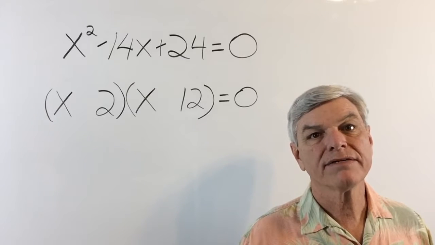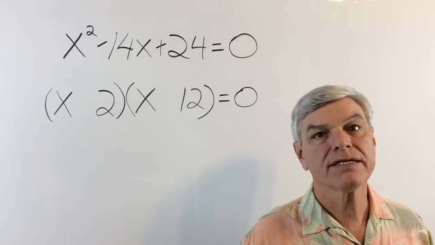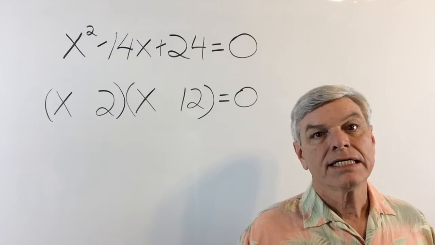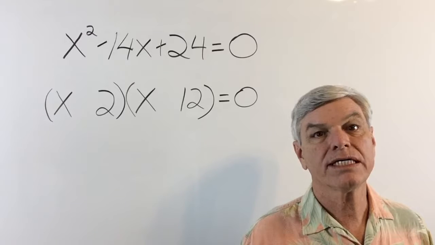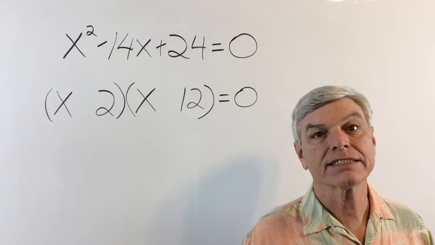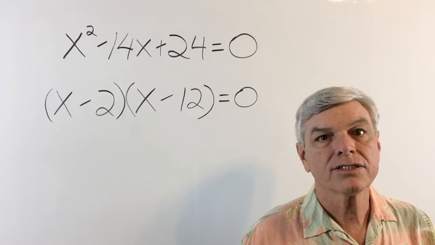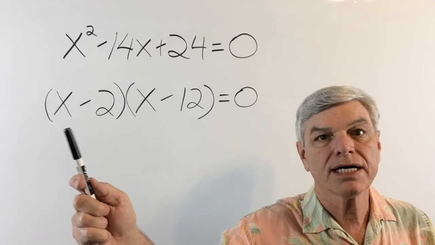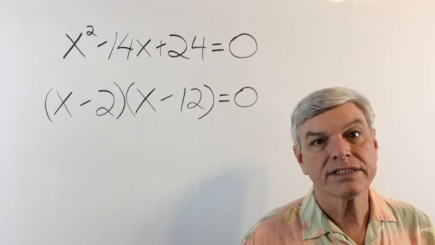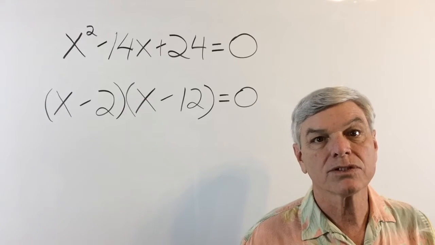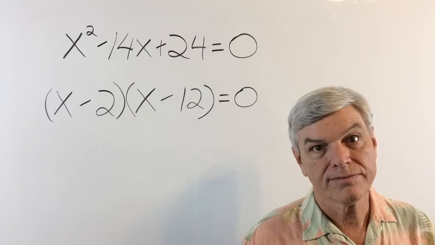And 24 is a positive number, so 2 and 12 both have to be positive, or they both have to be negative. Let's see. Positive 12 and positive 2 gives us positive 14. We don't have a positive 14. Negative 12 times negative 2, that gives us a positive 24 and a negative 14x. Very good, and so x is going to equal positive 2. Positive 2 minus 2 is 0, so that's good. Positive 12 minus 12 is 0, so that's good. So x equals 2 or 12.